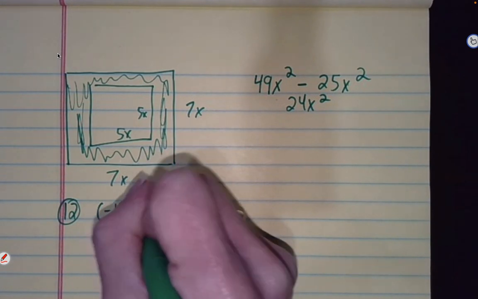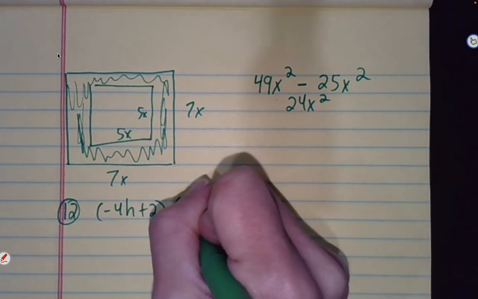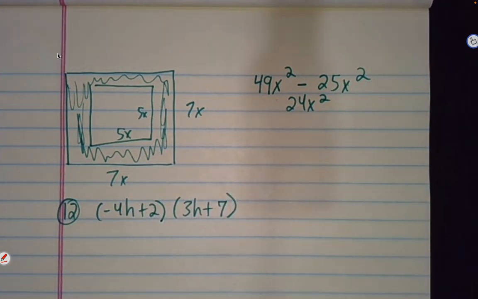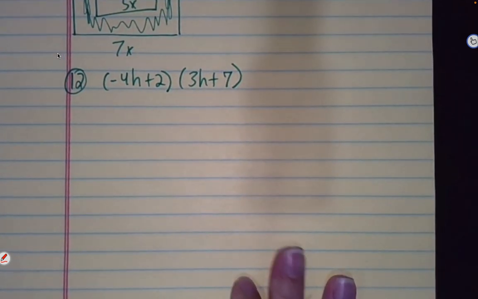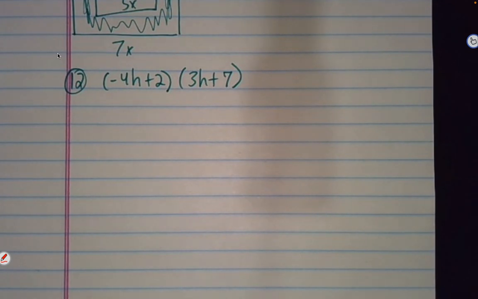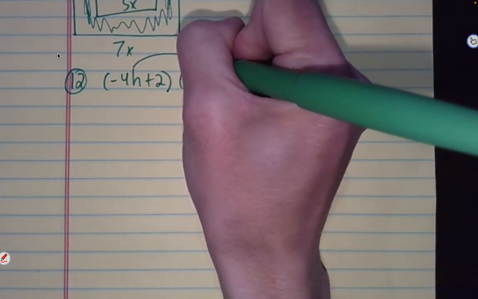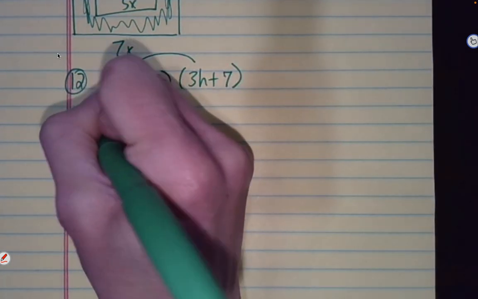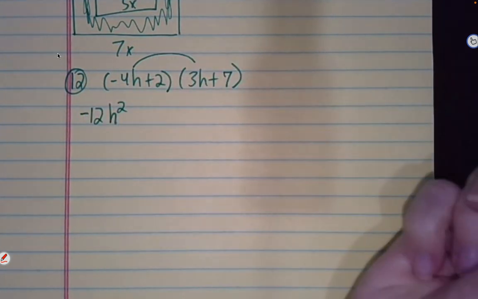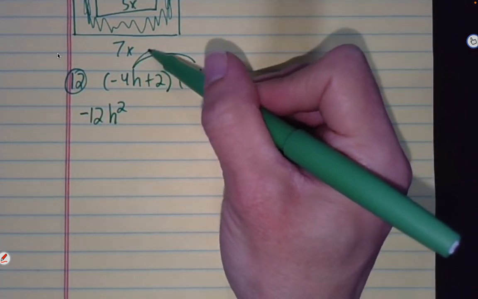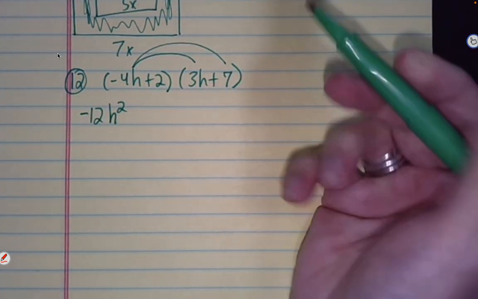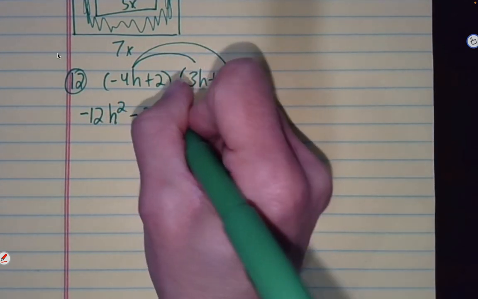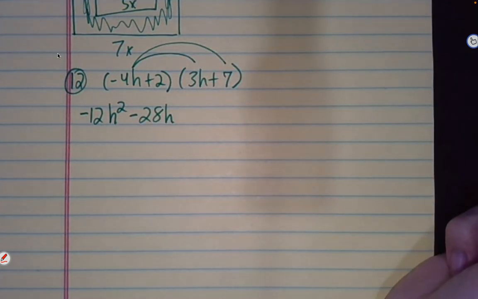Negative 4h plus 2 times 3h plus 7. All right, what do I do with this one? Well, it's just FOIL it out, okay? This is backwards from Granny Glasses, actually. So, negative 4h times 3h. Let's look at the numbers first. Negative 4 times 3. Negative 12. Boys, y'all don't talk to each other. No, right now. Negative 4h times 7. Negative 28h. Okay? Now what are we going to do?